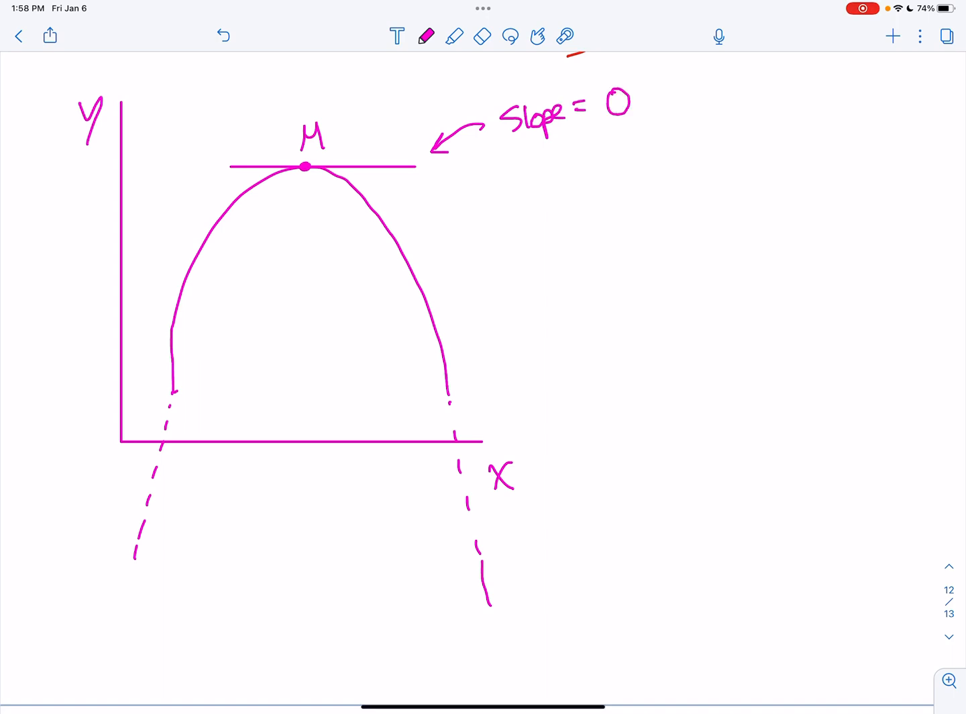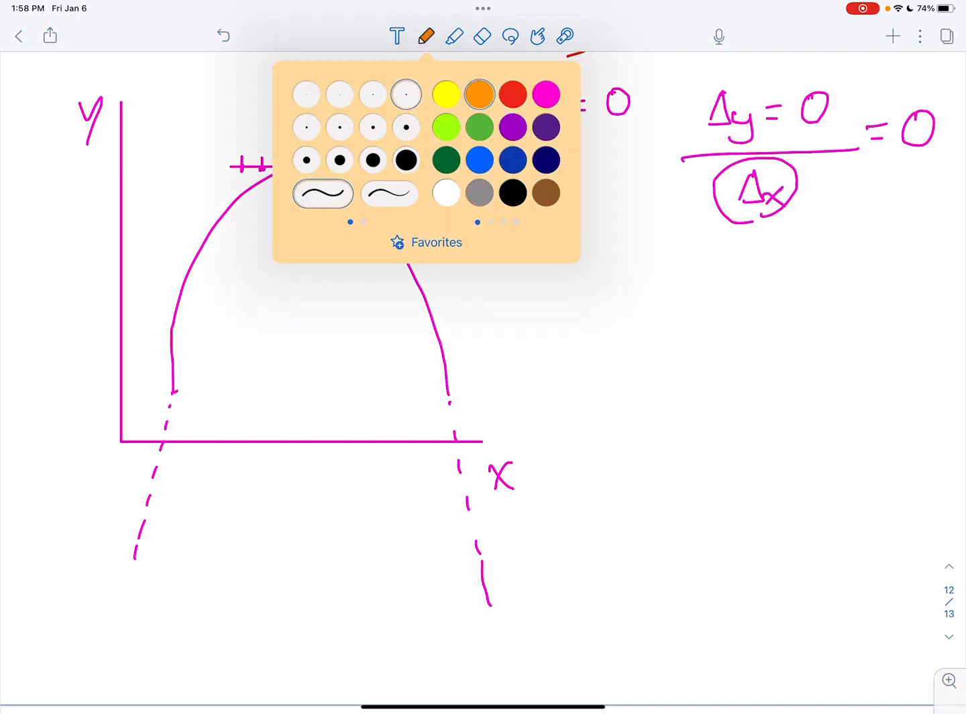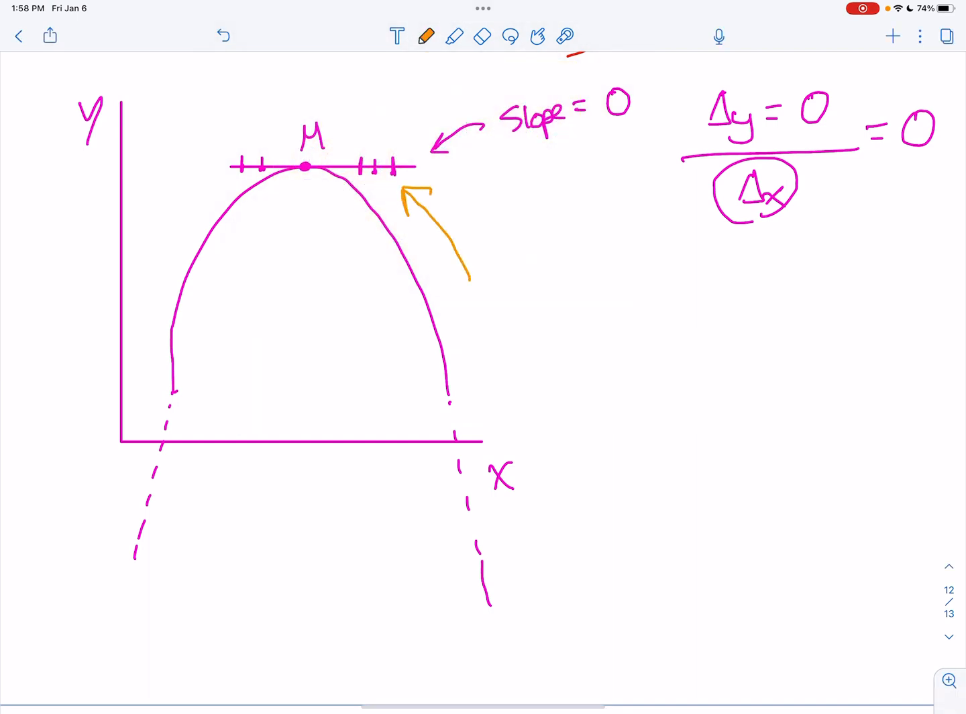How do we know this? Well, because delta y is 0. There is no change in y from this point to this point, or from this point to this point, or from that point to this point. There is no change in y. Delta y, which is equal to 0, will be divided by some delta x, but no matter what, 0 divided by delta x is just 0. So the slope of that line is 0 at that point, which means that the marginal response of y is 0.